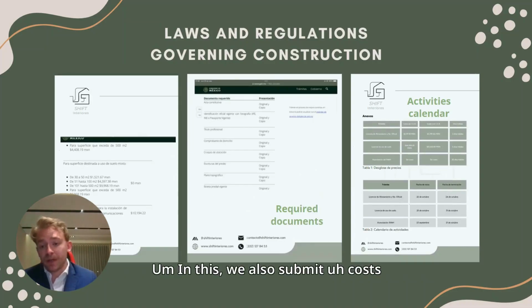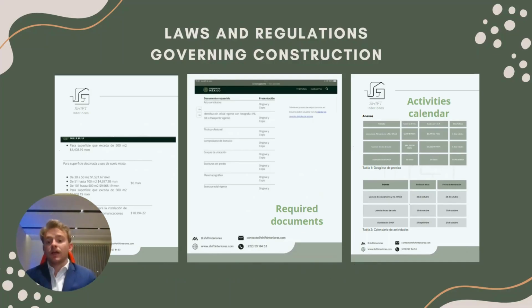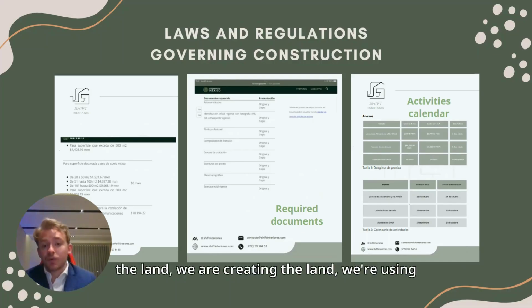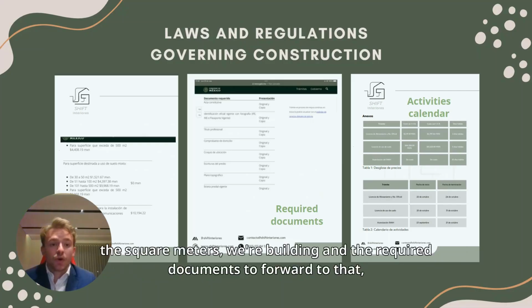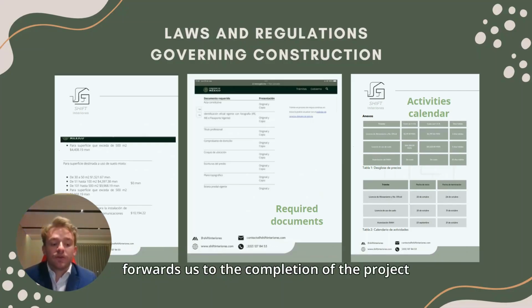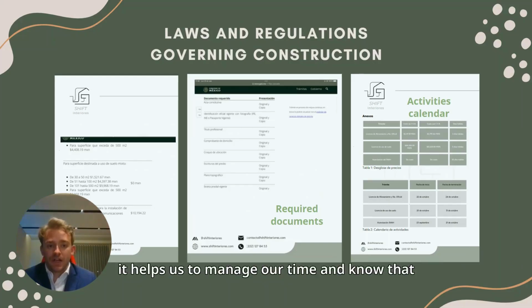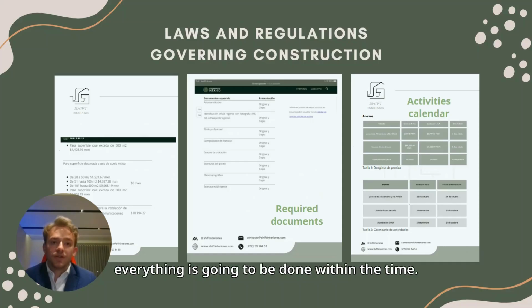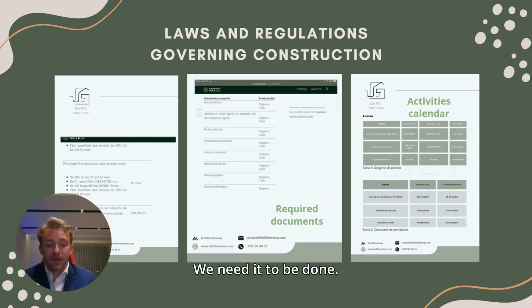In this, we also submit costs or the usage we're having in this project, the land we're using, the square meters we're building, and the required documents that forward us to the completion of the project. And the activity calendar helps us to manage our time and know that everything's going to be done within the time we need it to be done.